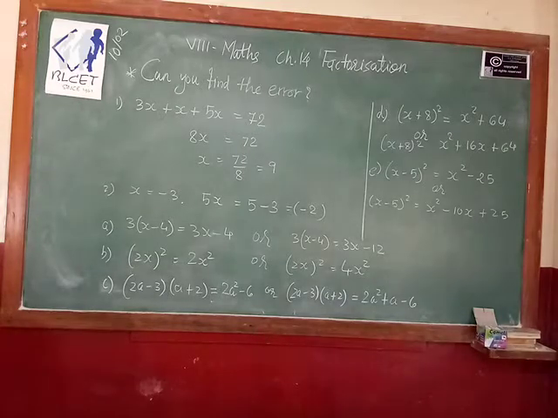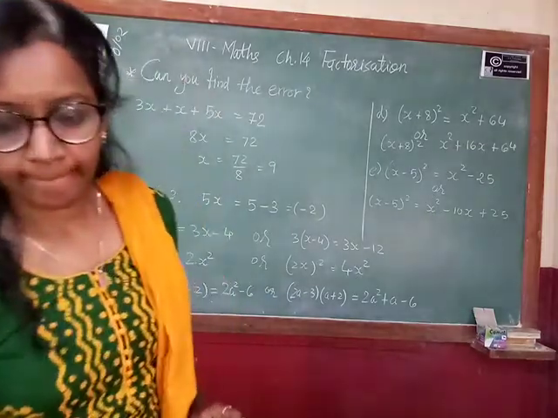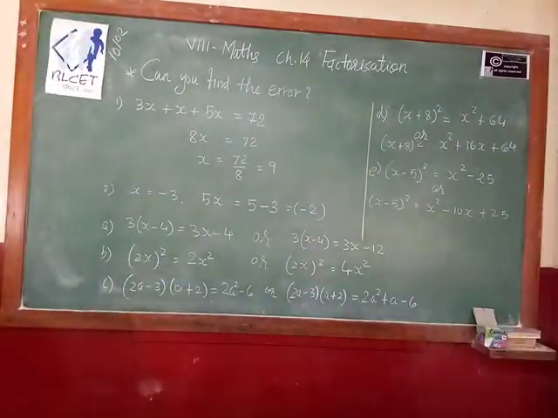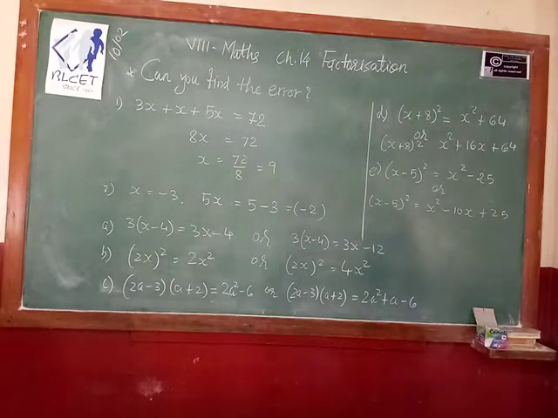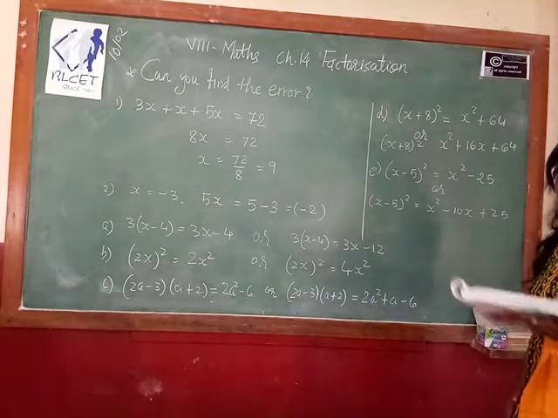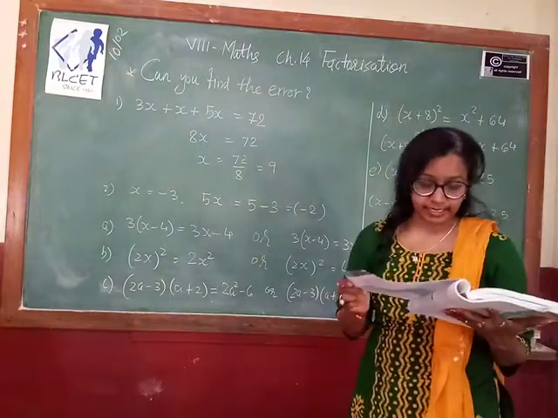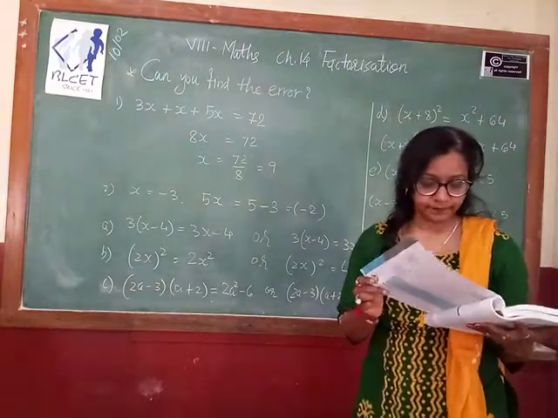Good afternoon, students. In the previous session we completed 14.3, the factorization method. In that we saw some examples on the basis of identities, and we solved those examples. Now we have our next topic, that is, can you find the error?